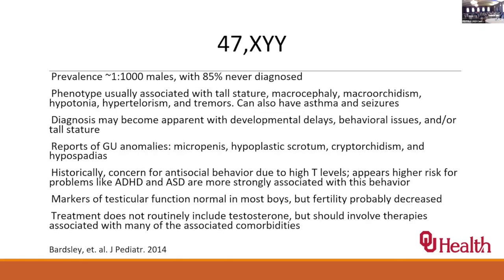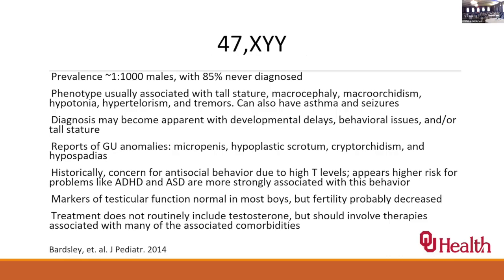And then I'll finish up with 47XYY, which is actually quite a bit different than everything I've talked about so far. But this is something that many of you may have a patient or two with, or maybe multiple patients with XYY. And again, one of the best reviews is from 2014, Bardsley et al., where again, the prevalence is much lower than the tetrasomies and pentasomies. But again, like Klinefelter 47XXY, 45% are never actually diagnosed.